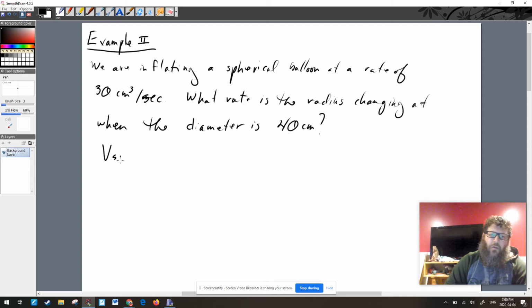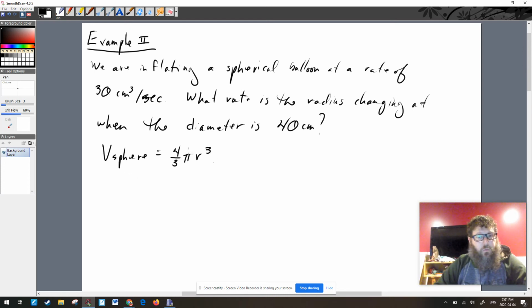So the volume of a sphere is equal to 4/3 pi r cubed. Okay, so that's really all you should need to start this problem. So I would suggest you pause it right now and give it a whirl, and then come back when you're done. Well, welcome back. So I'm going to go ahead and solve this.